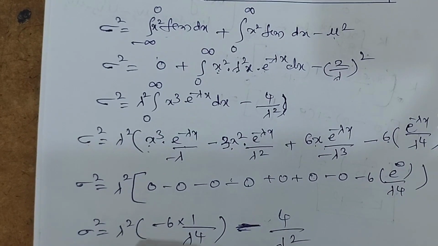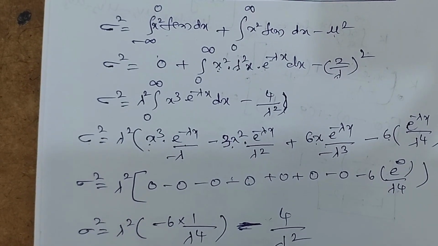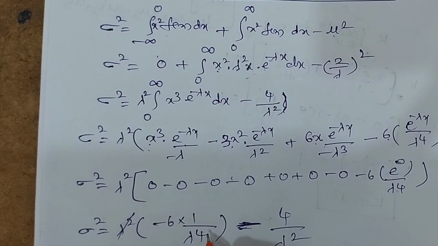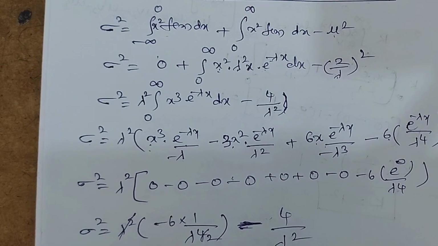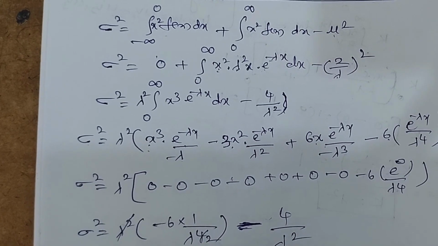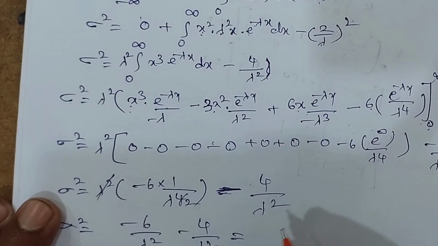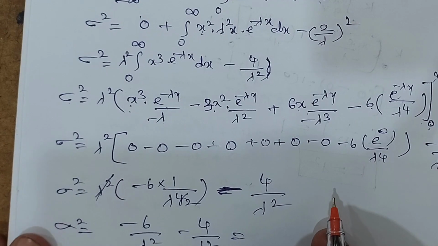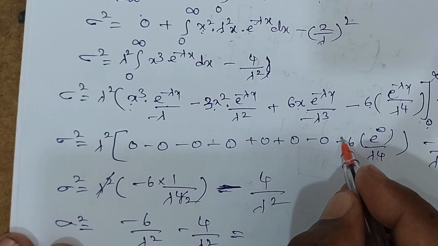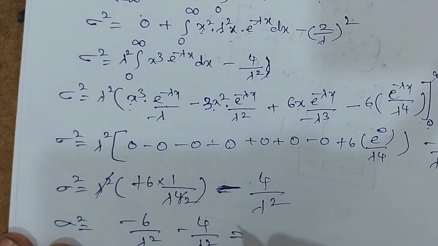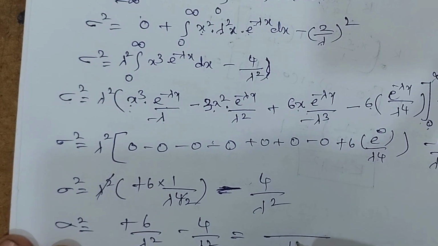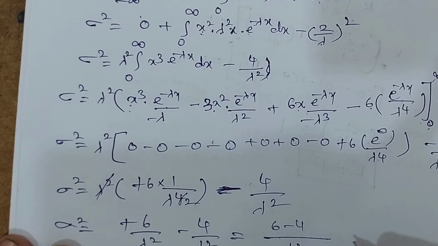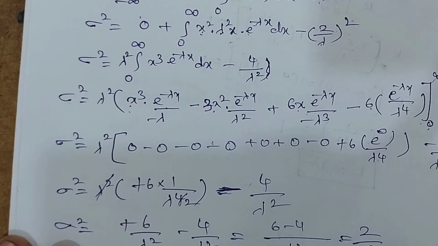So simplifying, sigma square is equal to, lambda square cancels, remaining 6 by lambda square minus 4 by lambda square, so that is equal to, here plus value, here plus. So next 6, here the LCM is lambda square, 6 minus 4, so that is equal to 2 by lambda square. So sigma square is equal to 2 by lambda square.